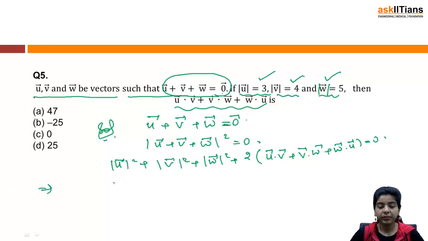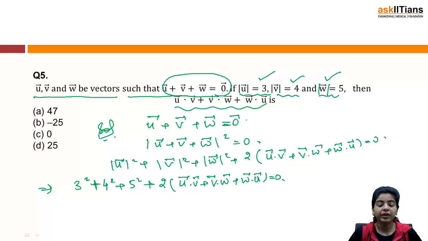So, simply now we will substitute the values of the magnitudes. Magnitude of u is given as 3. So, 3 square plus 4 square plus 5 square plus twice of u dot v plus v dot w plus w dot u. See, one of the reasons for squaring both sides was that I was required to find the value of u dot v plus v dot w plus w dot u. If I would have proceeded directly, it would have been a bit difficult. I know that if I square up this term, I will get a term of the form u dot v plus v dot w plus w dot u. So, that is why I have squared both sides.